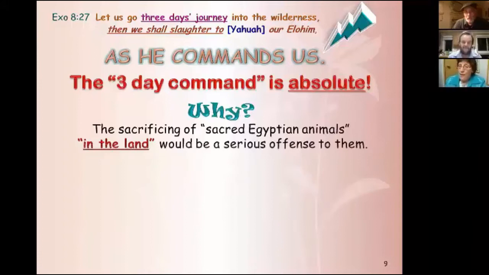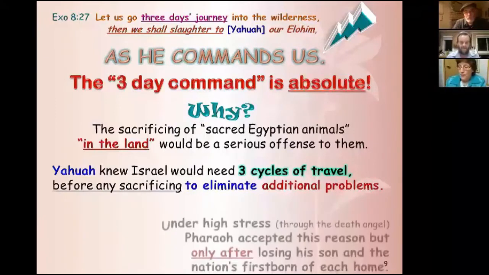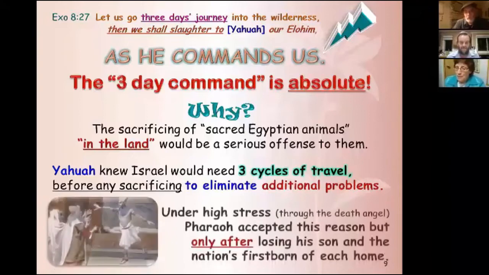Why? Because the sacrificing of sacred Egyptian animals in the land would be a serious offense to them, because you were slaughtering their gods. They worshiped these animals as their gods. They had many gods, and this was some of them. Yahuwah knew that Israel would need 3 days of travel or 3 cycles before sacrificing to eliminate these additional problems, because he knows the end from the beginning.